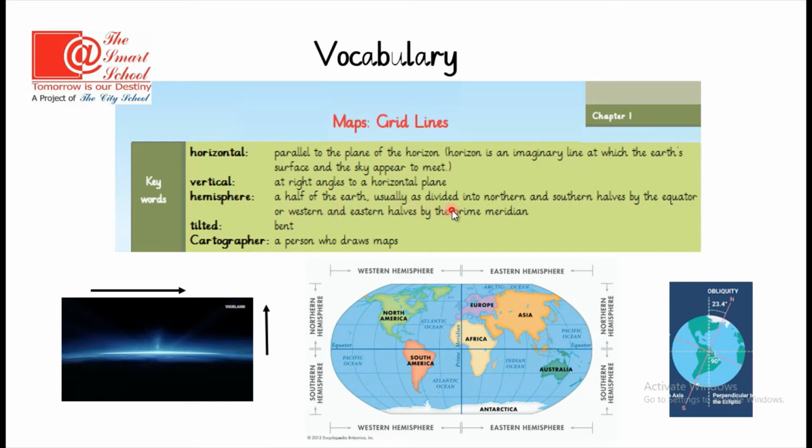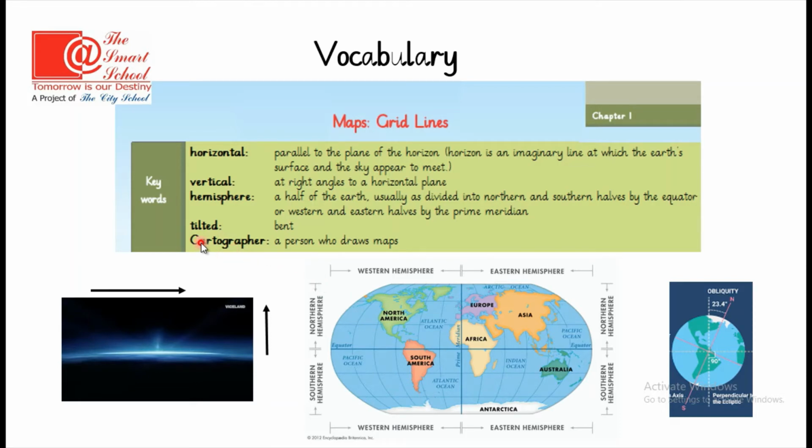usually as divided into northern and southern halves by the equator or western and eastern halves by the prime meridian. Now see this line. This is an imaginary line which is called the equator. At the top of the equator, this whole area is the northern hemisphere, and at the bottom of the equator, this area is the southern hemisphere. Now see this line, this is prime meridian. On right side of the prime meridian, this whole area is eastern hemisphere, and on left of the prime meridian, this whole area is western hemisphere.